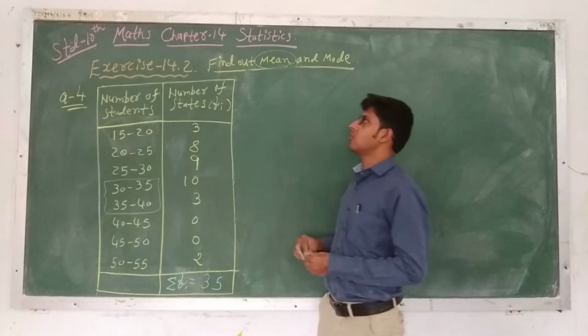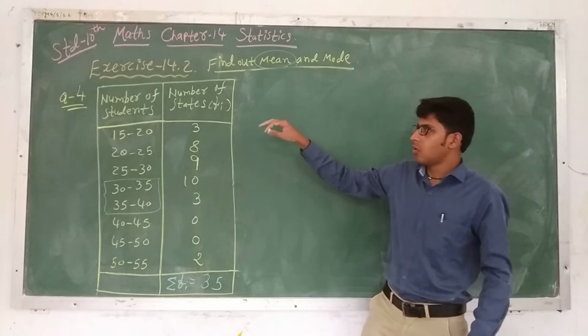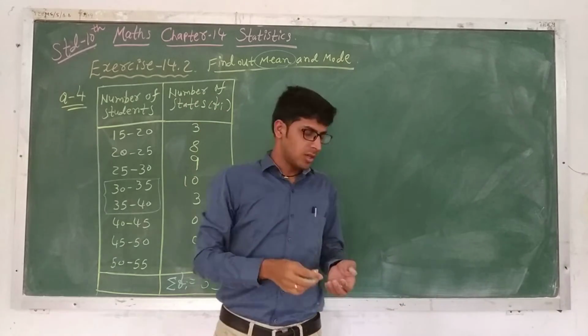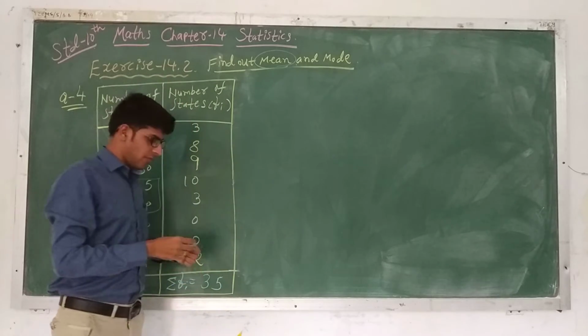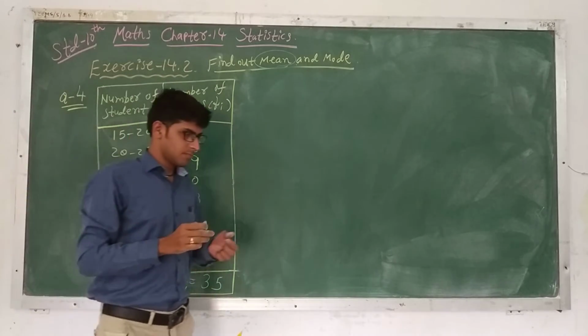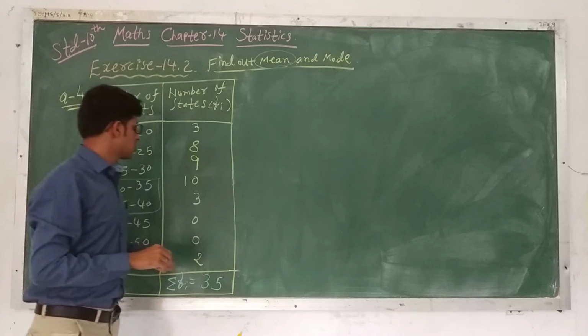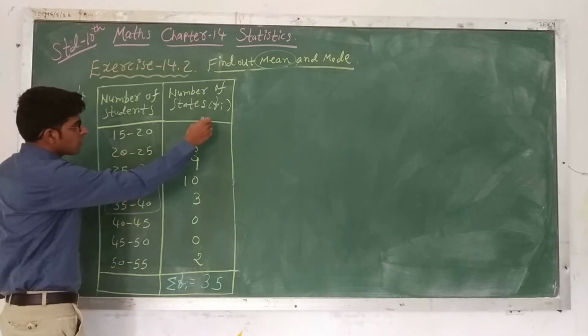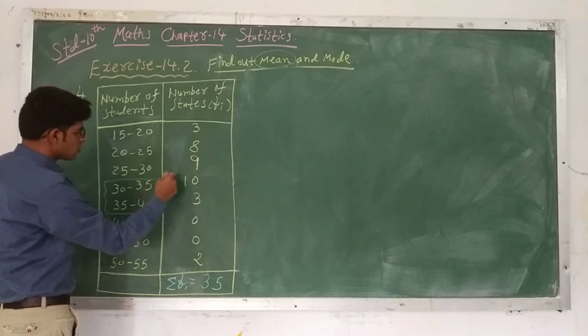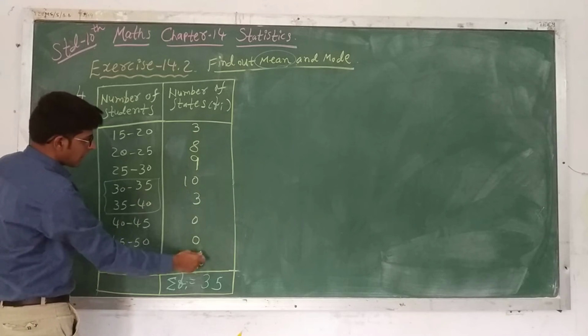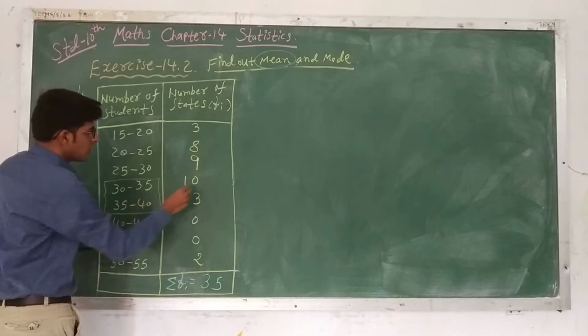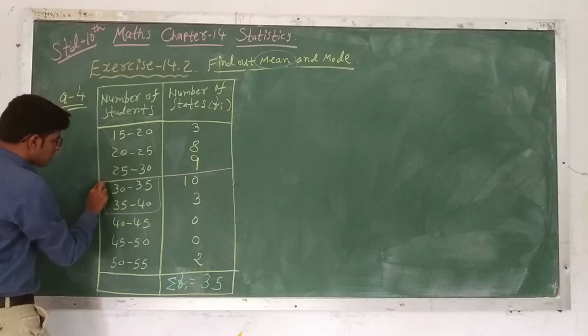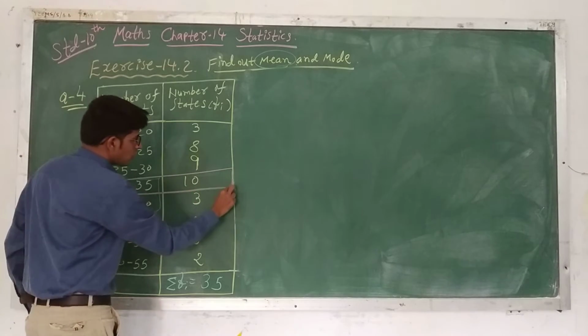Next we have to find the mode in this question. So first of all we have to find the model class. Okay, the highest frequency of the given class is called the model class. So here 10 is the highest frequency, so 30 to 35 is the model class.